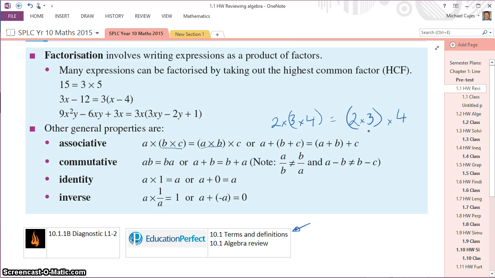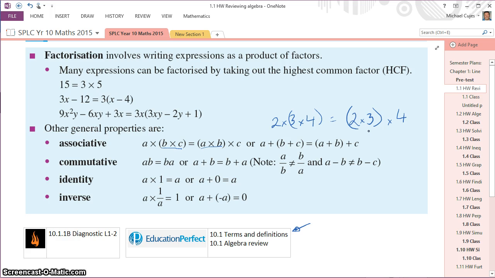And finally, an inverse. An inverse is the number that when I use the operator, it gets me back to the identity element. So if A is multiplied by 1 divided by A, I get back to the multiplicative identity of 1. If it's A and I'm doing addition, the inverse is negative A. So the opposite of adding A is to subtract A. The opposite of multiplying by A is to divide by A. That's pretty much what they're getting at there, and that's an example of an inverse.